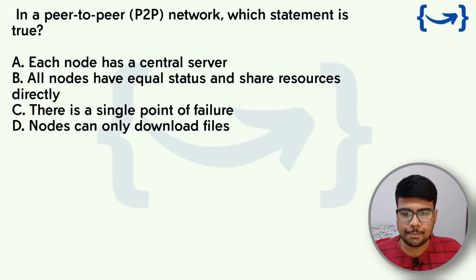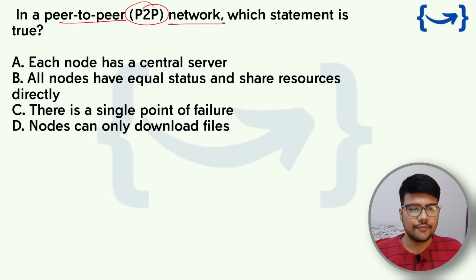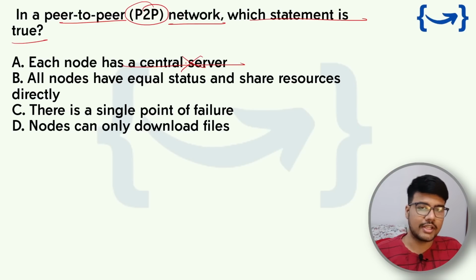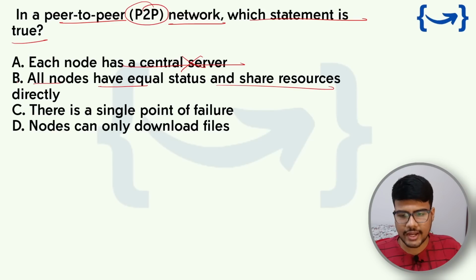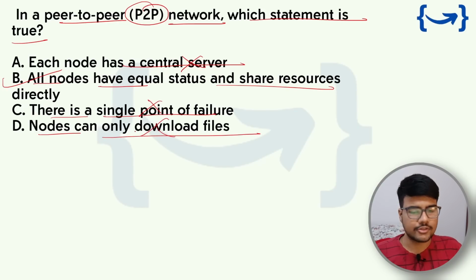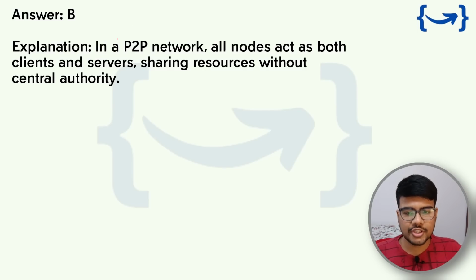optimal approach. In a peer-to-peer P2P network, which statement is true? Each node has central control. No, then it would be a centralized system. All nodes have equal status and share resources directly. Yes, B makes sense. There is a single point of failure. No. Nodes can only download files. No, not at all. So B is the right option. In a P2P network, all nodes act as both clients and servers, sharing the resources without central authority.